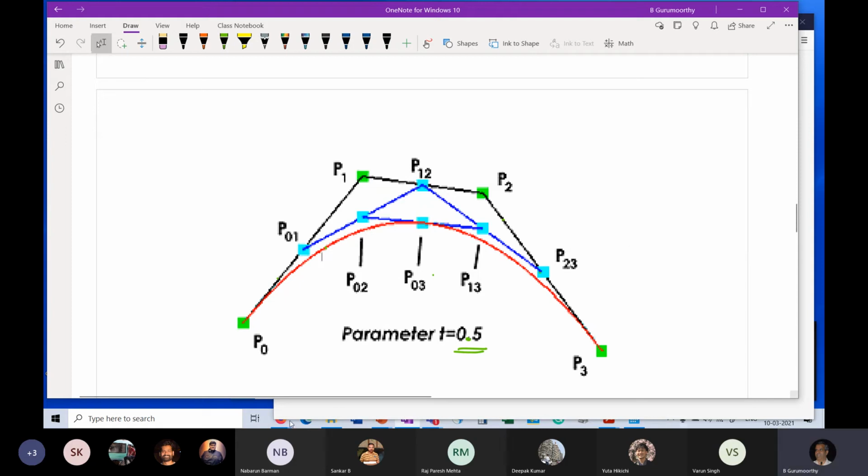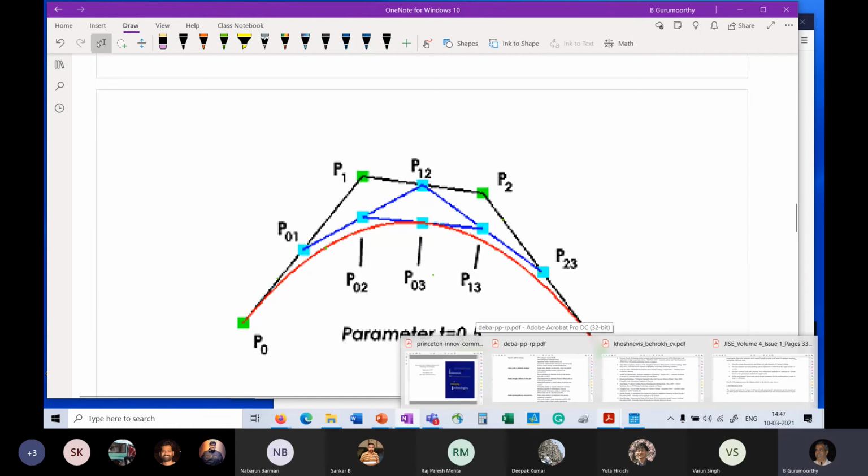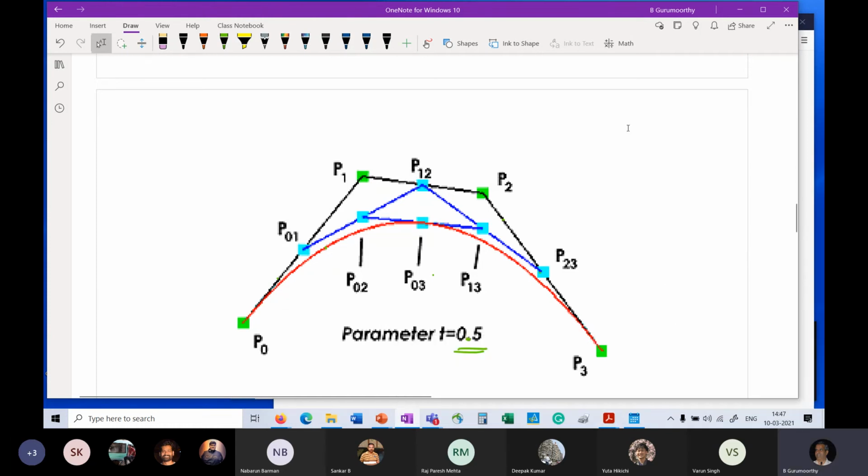And you do this for all the points, and you can keep generating all the points, and then you get your Bezier curve from that. Right? So this turns out to be a very interesting way to construct the curve rather than looking at that algebraic form where you had these n factorials, etc.